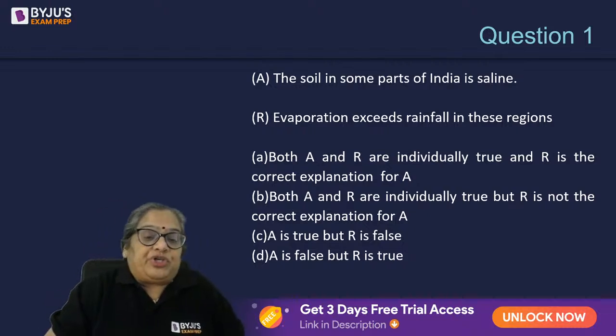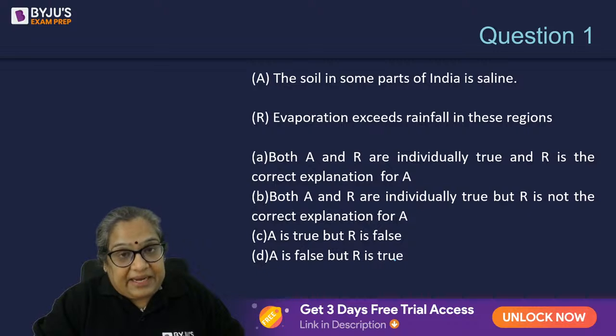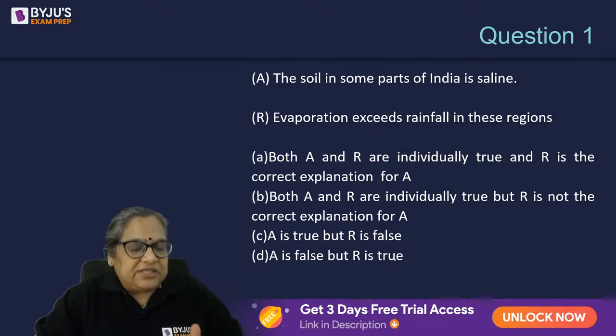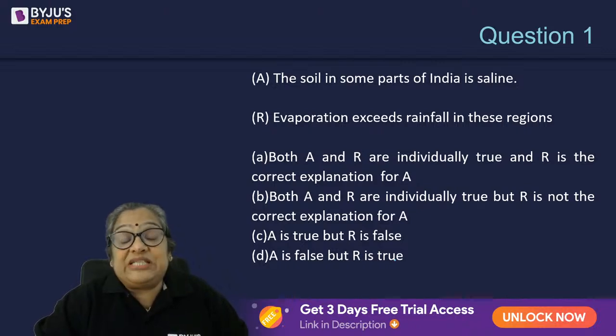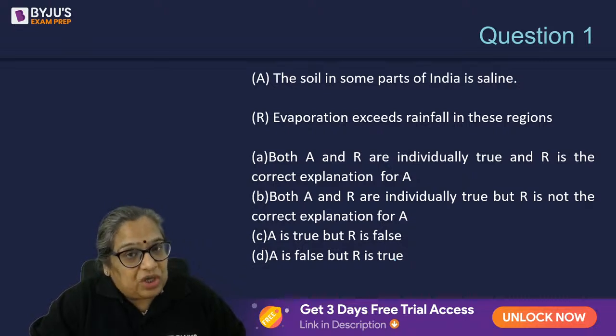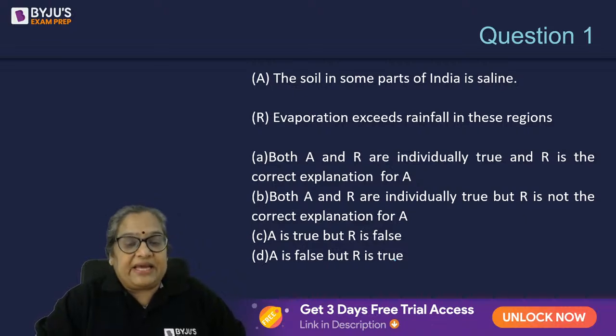All right. Question 1. A: The soil in some parts of India is saline, having a lot of salt in it. R says evaporation exceeds rainfall in these regions, Punjab, Haryana, all these regions. If they test the soil for salinity, they find that it is saline, it has a lot of salts and minerals in it. And R is saying evaporation exceeds rainfall in these areas.